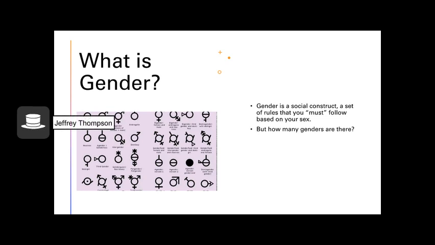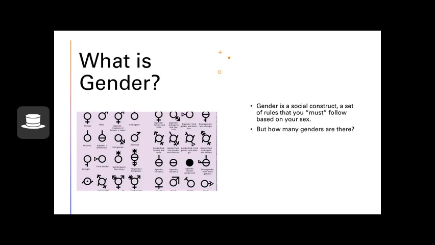So, if sex is biological, then what is gender? Is gender different than sex? Kind of yes, kind of no. Gender is a social construct. It's basically what society says you should do based off of your sex.